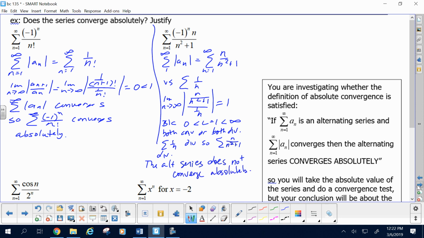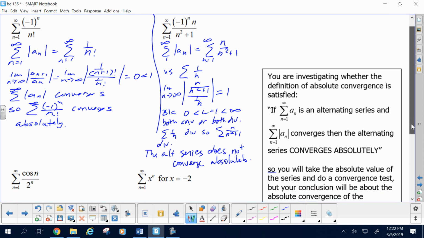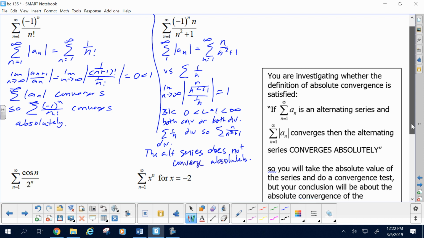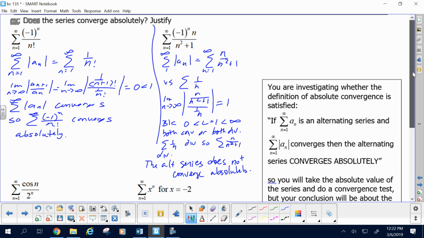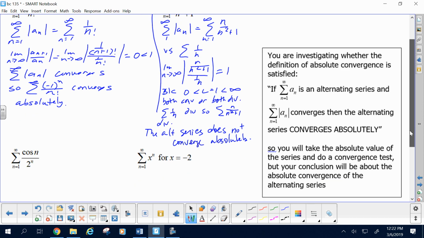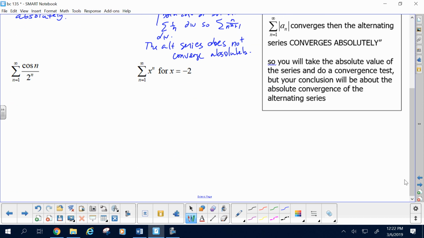You see where I'm coming from? Okay. All right. Absolute convergence, as I set up here, is usually used for an alternating series. But there are times when it's not an alternating series, but absolute convergence still works. All right. Cosine of n over 2^n is a bit of a pickle because it goes back and forth between positive and negative, but not in a strictly positive, negative way.